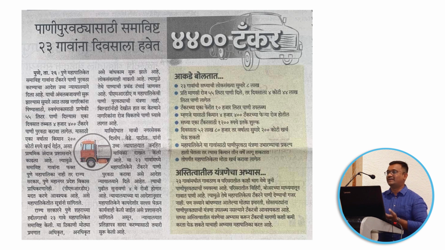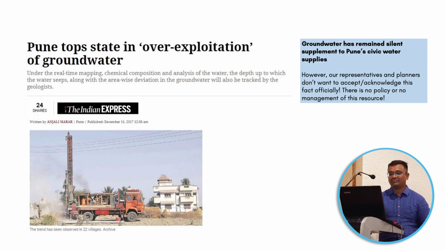That means 4,400 tankers, which will cost 200 crore rupees per year, so around 20 crore rupees per village. The same article mentions that 200 crore rupees will be needed, but we don't need to spend that much money because there are already many wells and bore wells in use. People are using groundwater. So what is the cost of groundwater? The cost of groundwater is 20 crore rupees per village. As a result, there is over-exploitation of groundwater in those 23 villages, and we are facing water scarcity.